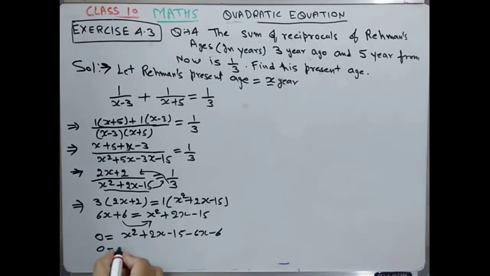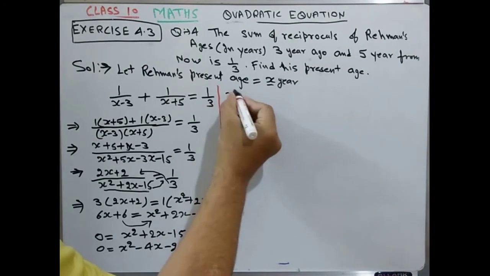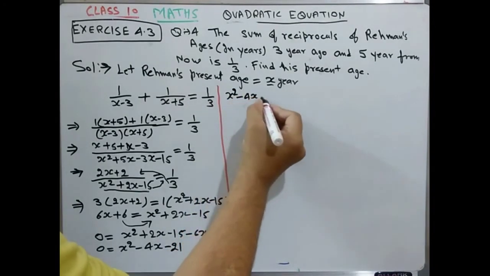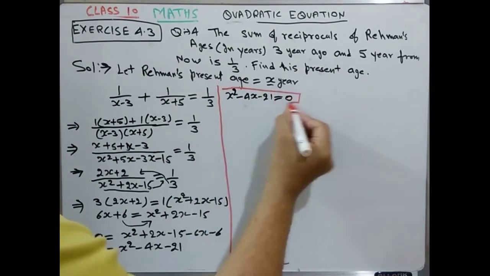So 0 is equal to x square. Now 2x minus 6x will become minus 4x. Minus 15 and minus 6 will become minus 21, right? Now I'll bring this term to this side and the 0 to that side. That will not make any difference. So it will become x square minus 4x minus 21 equal to 0. Now this was the first step of this particular question. So now we have got this quadratic equation.